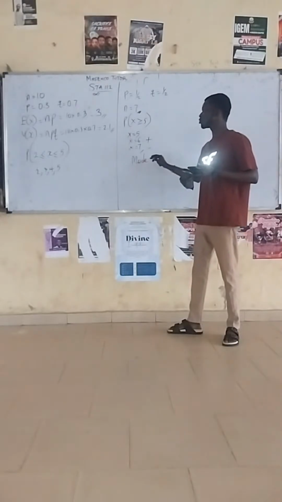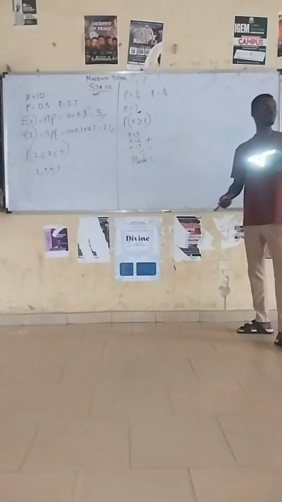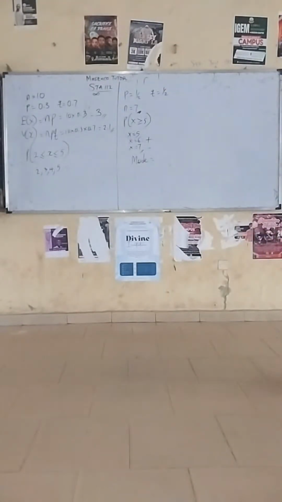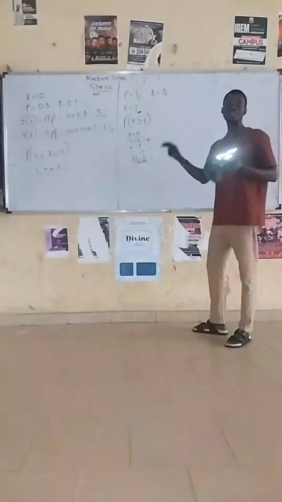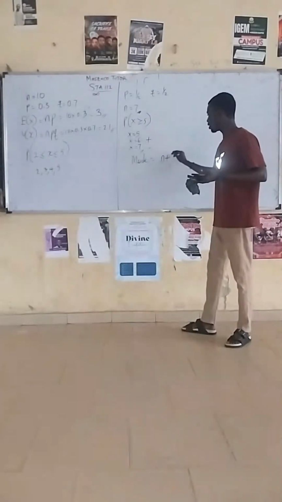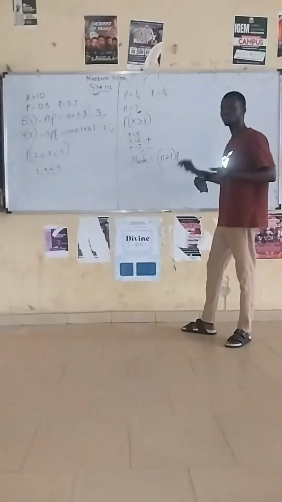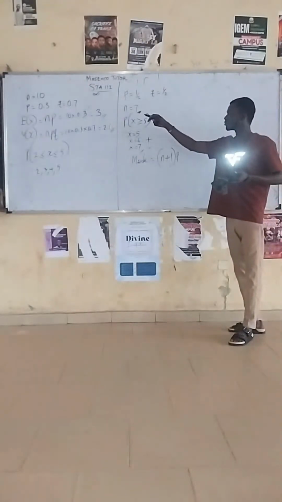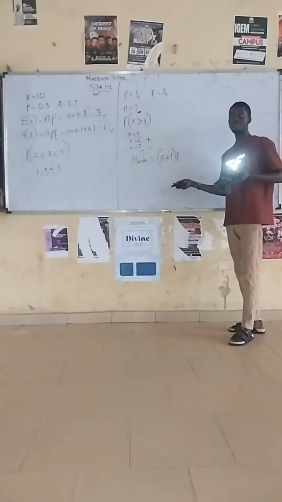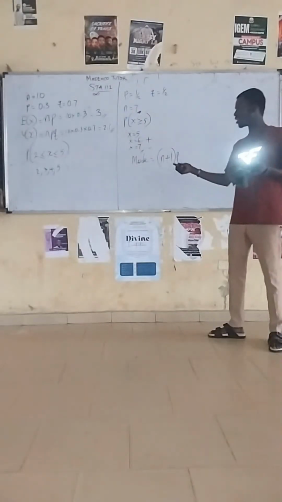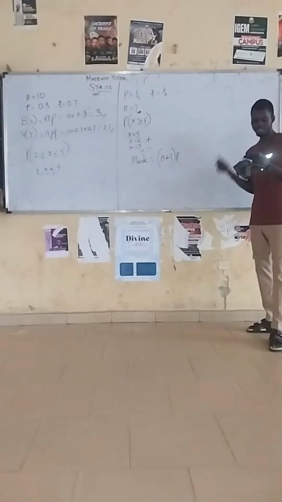Now, the second part says the mode of the distribution. What is the formula for the mode of binomial? n plus 1 into brackets p. So the mode of binomial distribution is (n plus 1) times p. The n is 7, add 1 to it, that's 8, multiplied by 1/2, that's 4, right? So that's the mode of binomial distribution.